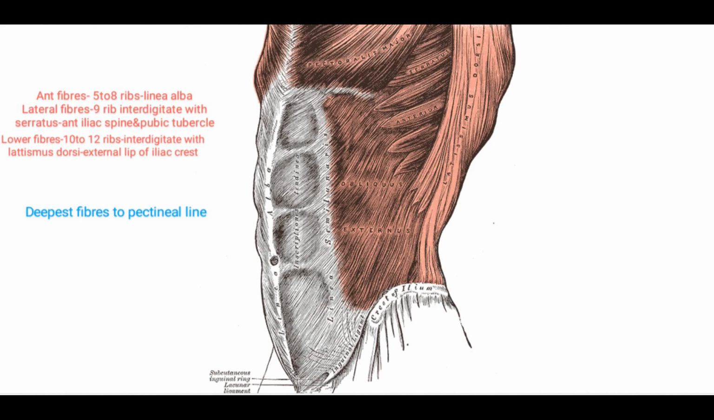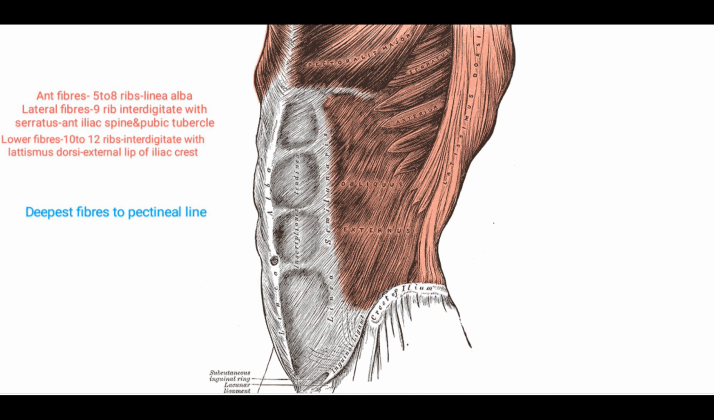Then they descend downwards. The lower fibers pass almost vertically downwards, and the middle and upper fibers pass downwards and forwards, meaning they go anteriorly.